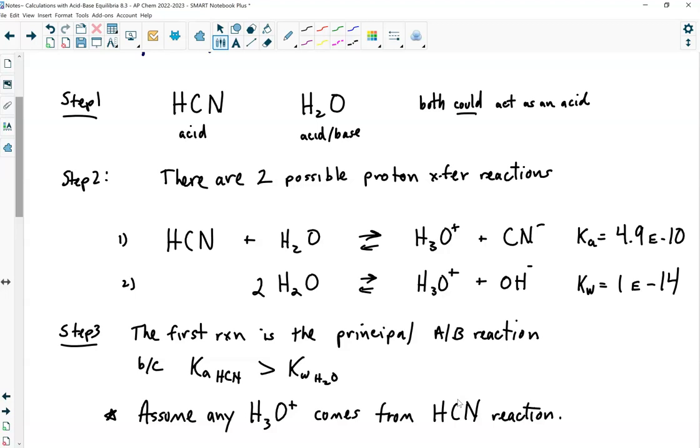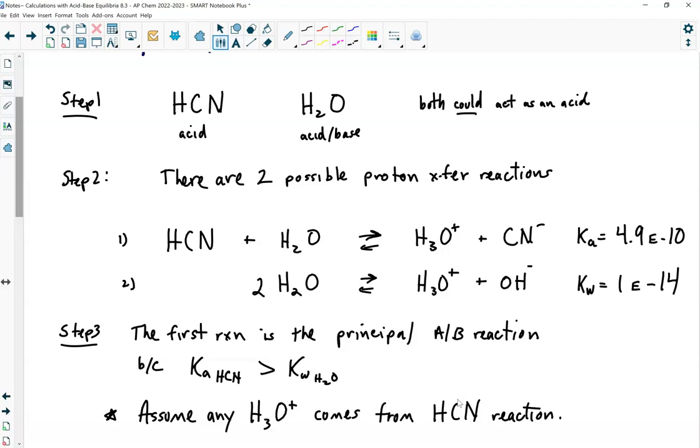A lot of them are 10 to the negative third, fourth, fifth, sixth, but this is 10 to the negative 10. So HCN, hydrocyanic acid, is not very strong, but it's stronger than water. And so you call this the principal reaction. The water reaction would be called the secondary or the subsidiary reaction. It's going to maybe produce a little bit of hydronium, but the major producer of hydronium is going to be HCN. All right?